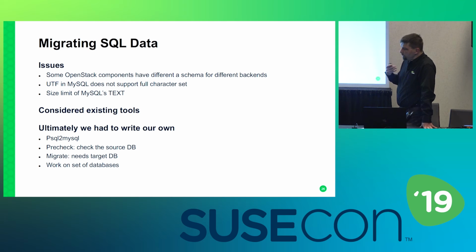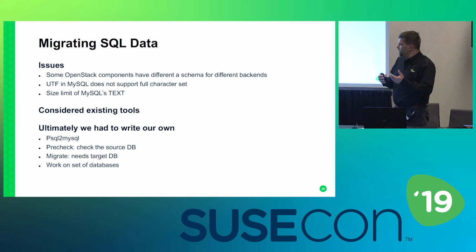So we thought someone had to do it, right? I mean, we were looking for existing tools. We found some of them. None of them was really good enough. I think they were doing migration correctly, but they were not specific to OpenStack, so they did not solve OpenStack specific issues. So we had to write our own script that is called PSQL to MySQL. Again, it's available publicly in GitHub. It's a Python script basically.